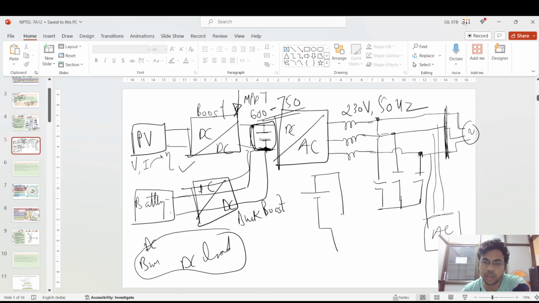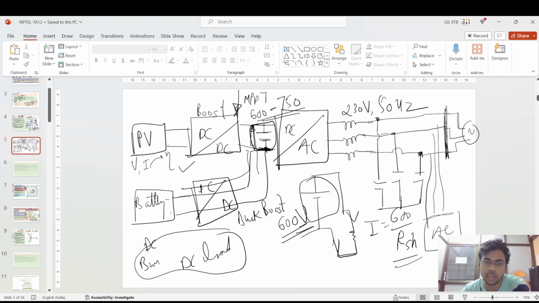If you see this voltage source, you can directly connect a load across it. Suppose you are connecting a resistor, a rheostat. In this situation you can directly take the power from the grid, because this voltage is being maintained, suppose, at a 600 volt level. So this voltage is fixed. So the current will be 600 divided by R_SH, whatever you are giving. Okay, directly connecting to this DC busbar.